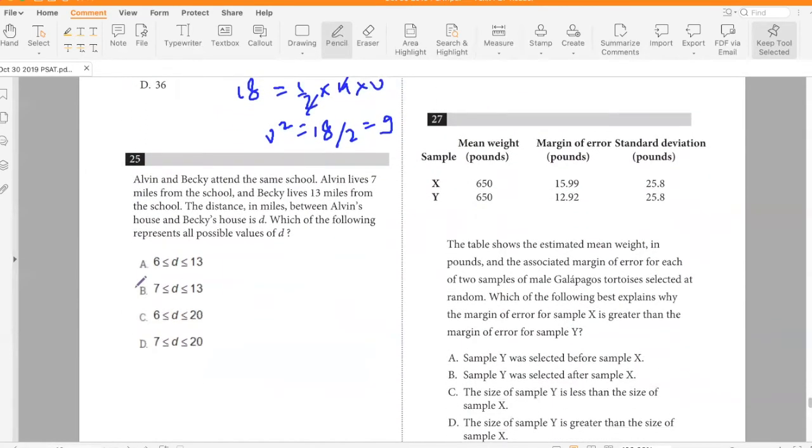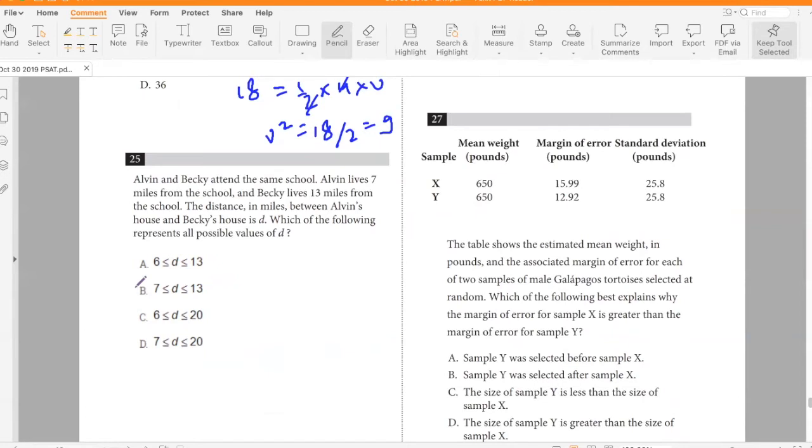Alvin and Becky attend the same school. Alvin lives 7 miles from the school and Becky lives 13 miles from the school. The distance in miles between Alvin's house and Becky's house is d. Which of the following represent all possible values of d?